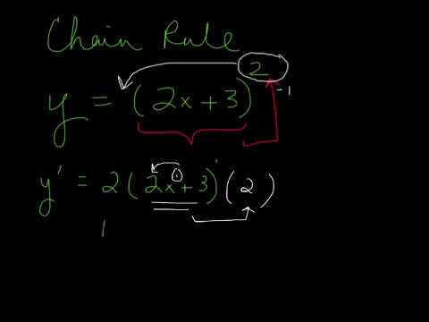Okay, so the last step would just be cleanup. We don't want a number here in the front and a number there in the back behind the parentheses, so combine those two things. 2 times 2 would be 4. So our derivative would be a 4 in front, 2x plus 3.